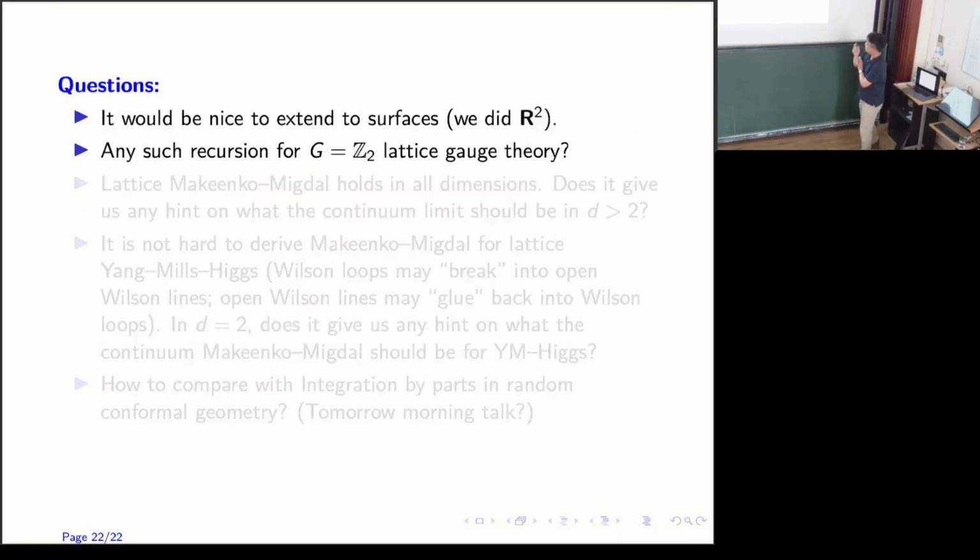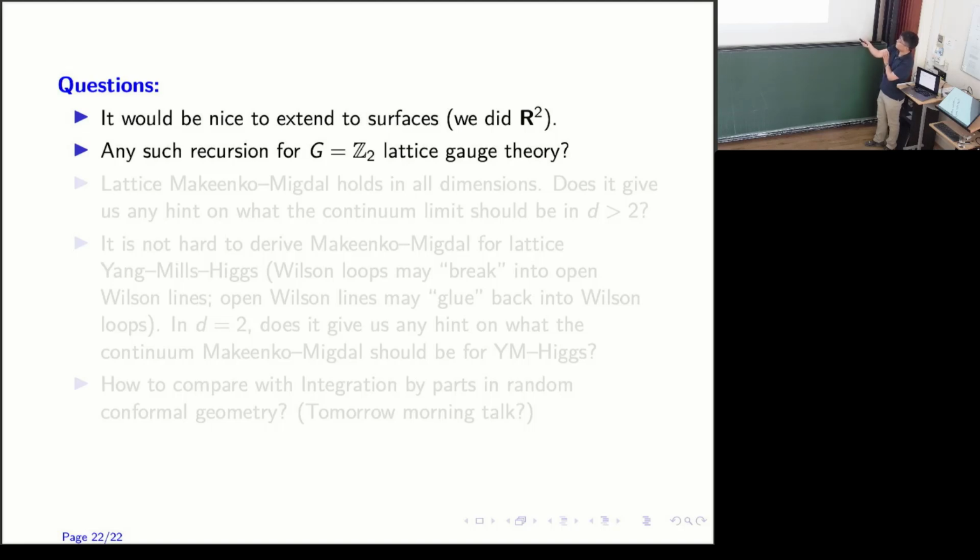So to conclude with some questions. We only did the plane case, but it would be nice to extend to surfaces. I believe we can write down a lattice loop equation on a surface, and there's also a version of the continuum loop equation on a surface. It's a bit strange that such a loop equation was never studied with discrete loops. So that would be interesting.